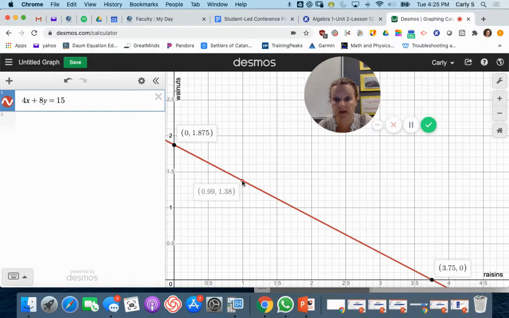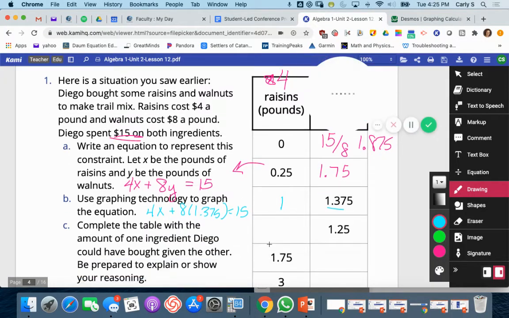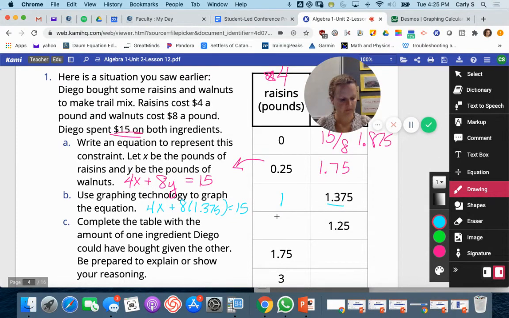Kind of hard. There we go. It's hard to get it. 1.375, okay? So I could use my graph. It is so tedious though. Okay, so we can fill in the rest of this either by using the graph or by using an algebraic method.